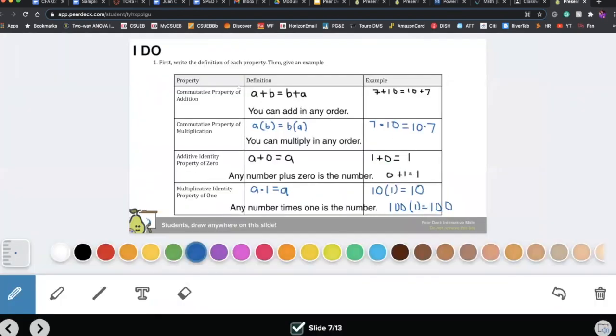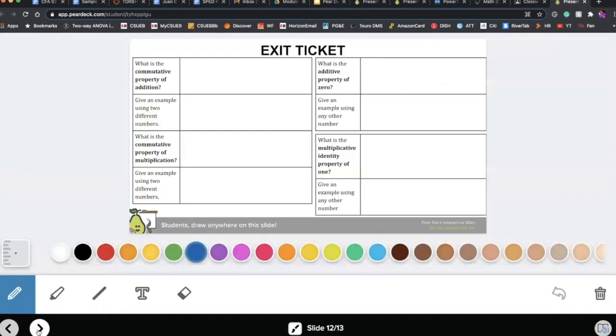Copy these definitions and these examples into your Pear Deck. I will give you 2 minutes to do so because you will need this for the exit ticket, because the exit ticket is going to ask you for these definitions and examples.